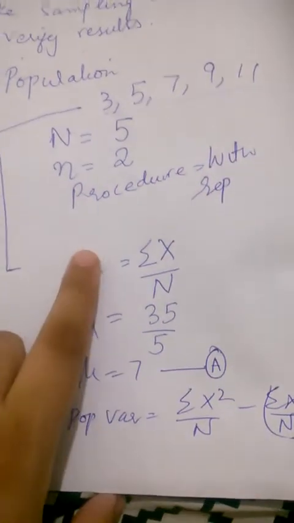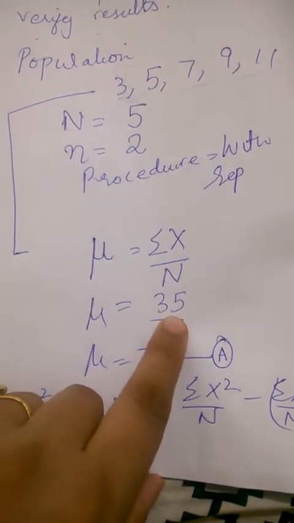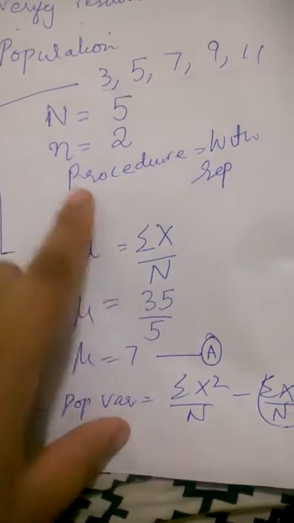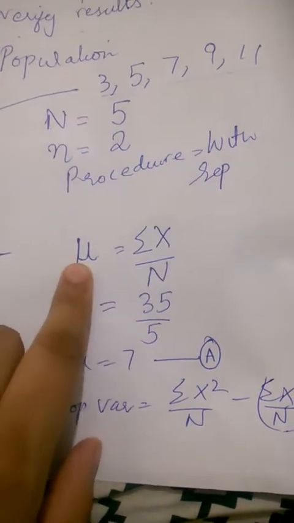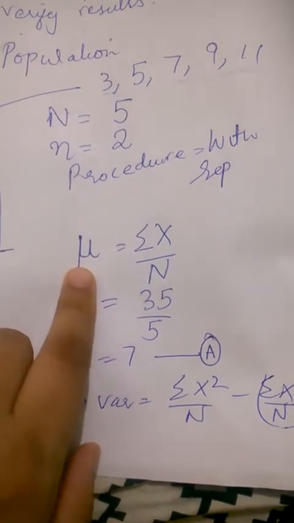So we have found the mean: 3, 5, 7, 9, 11, we added them all and divided by the total number, that is 5. The sum is 35 and divided by 5, your answer is 7. This is the population mean, and remember that population mean is denoted by mu, not x bar. This is denoted by mu.